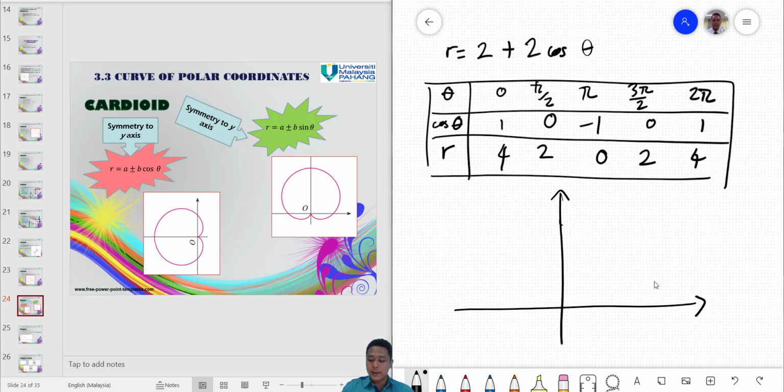the points. This time, when the angle is 0, it starts at 4 here, and then it reduces to 2. So it means from here to here. Before it goes to 0, this will be 2 here, 2 back to 4. We still get a heart-shaped function, just at a different orientation.